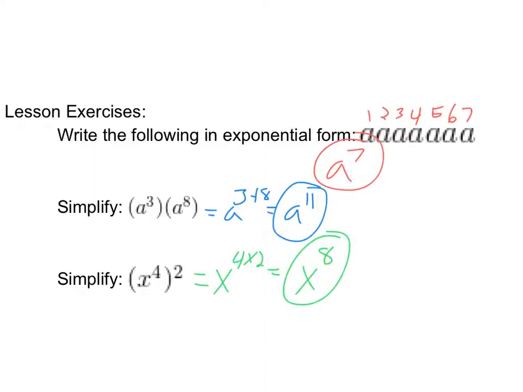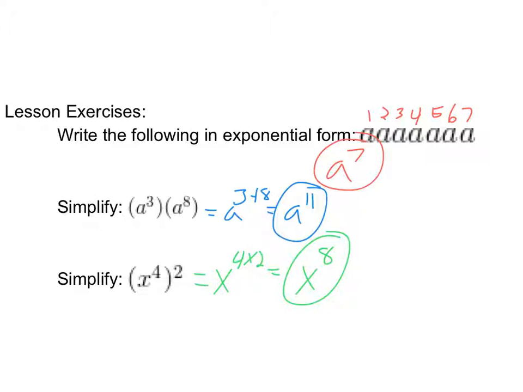For the first one, there are 7 a's being multiplied together, so we would write that as a raised to the 7th power. For the second problem, I'm multiplying a cubed and a to the 8th together. Since my base is a in both of them, I keep it a and I add the exponents together, 3 plus 8, giving me an exponent of 11. So I have a to the 11th power.